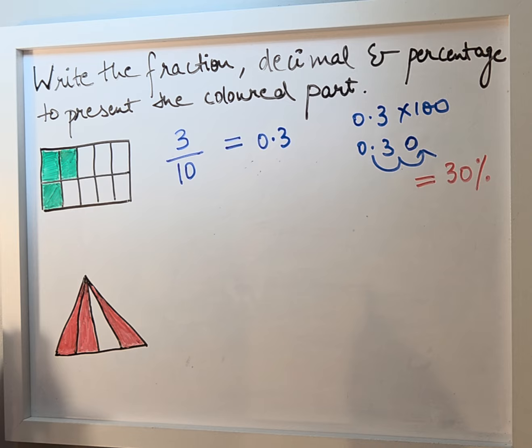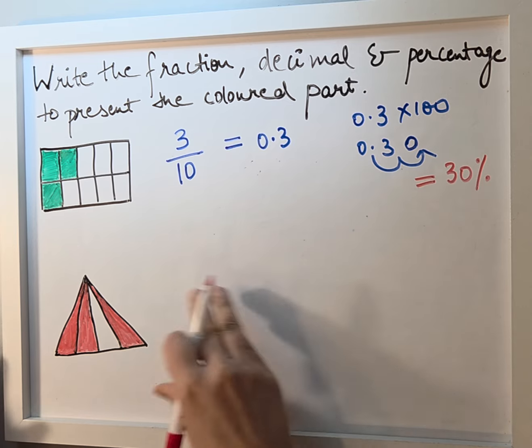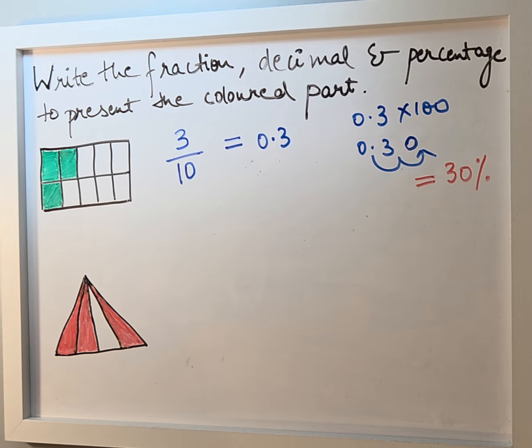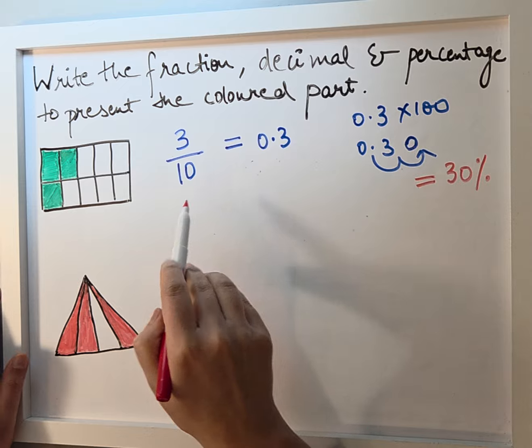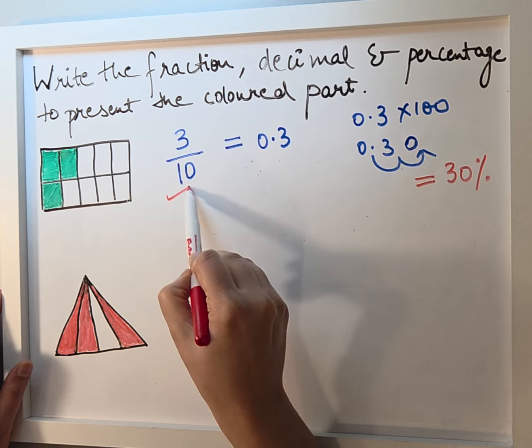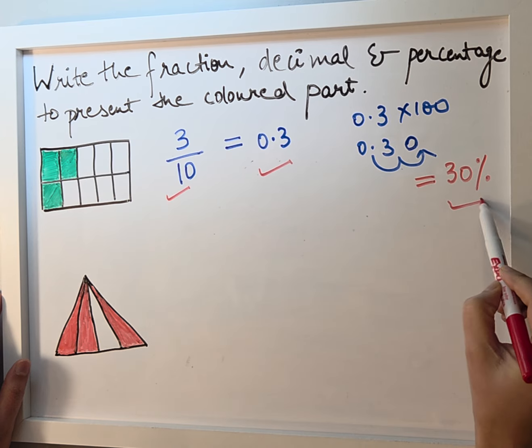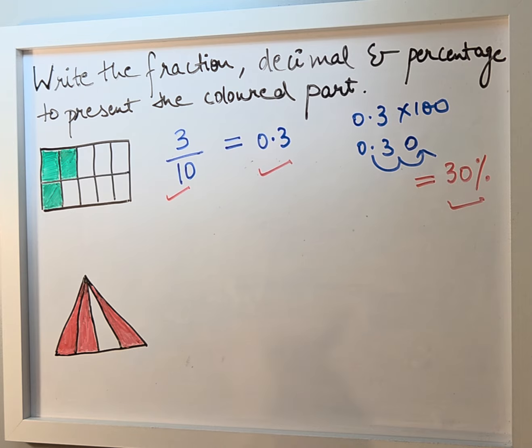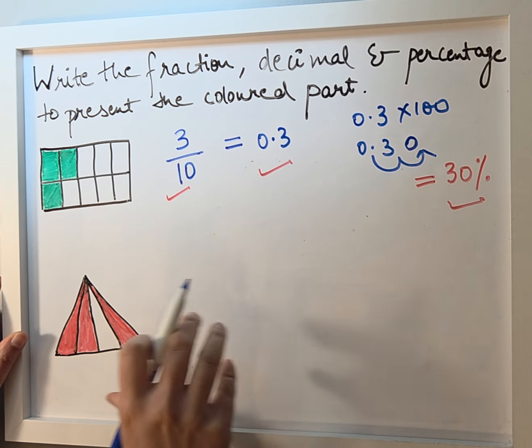If you want to know how the decimal is moving, please check out the video where we've learned how to multiply and divide decimals by different powers of 10. Now we have the three representations: a fraction, a decimal, and a percentage. Now let's try to do this for the next diagram.